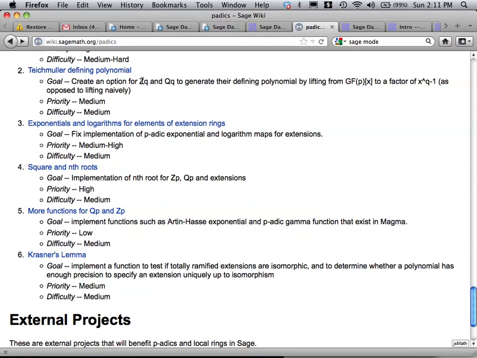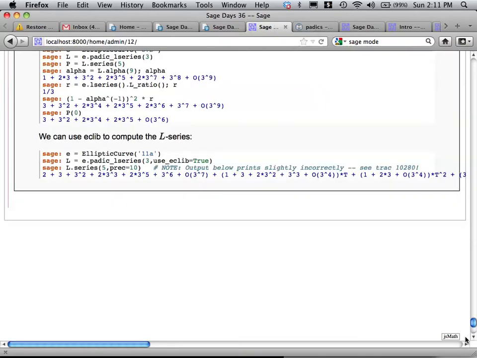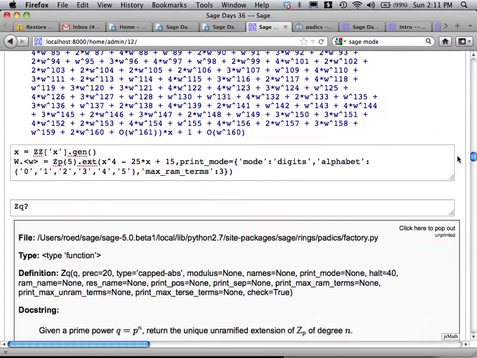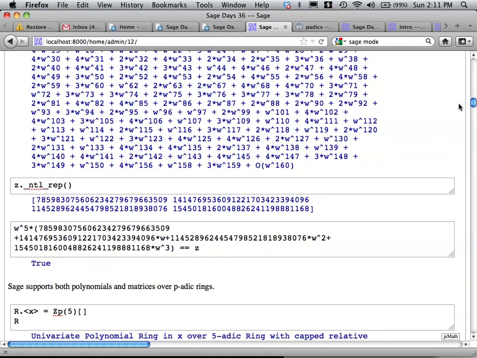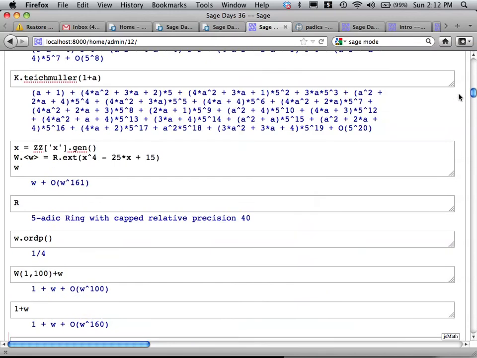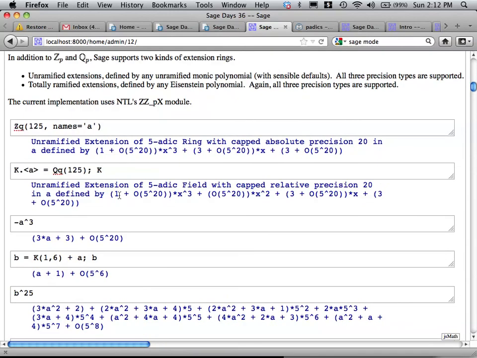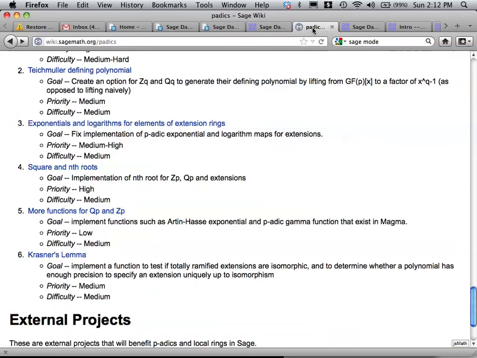Right now, if you created this ZQ here, if you look at this defining polynomial, it just naively lifted those roots. You might rather lift them to Teichmuller representatives instead of just the naive lifts of the defining polynomial. And there's apparently some cases where that's better. You probably wouldn't want it to be the default, but you might want it to be an option.